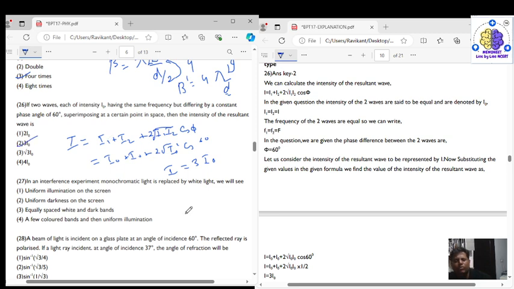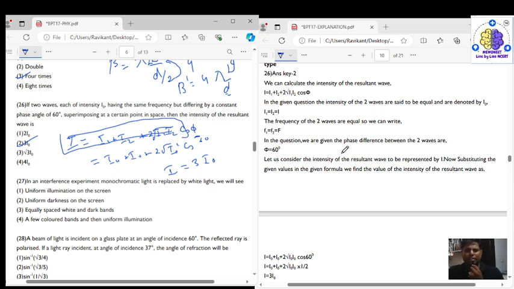So basically the formula which we have used here is I is equal to I1 plus I2 plus 2 under root of I1 I2 into cos phi. This is the formula for the resultant intensity if the intensities of the two light rays are given to us and the phase difference between them has been given to us, right?